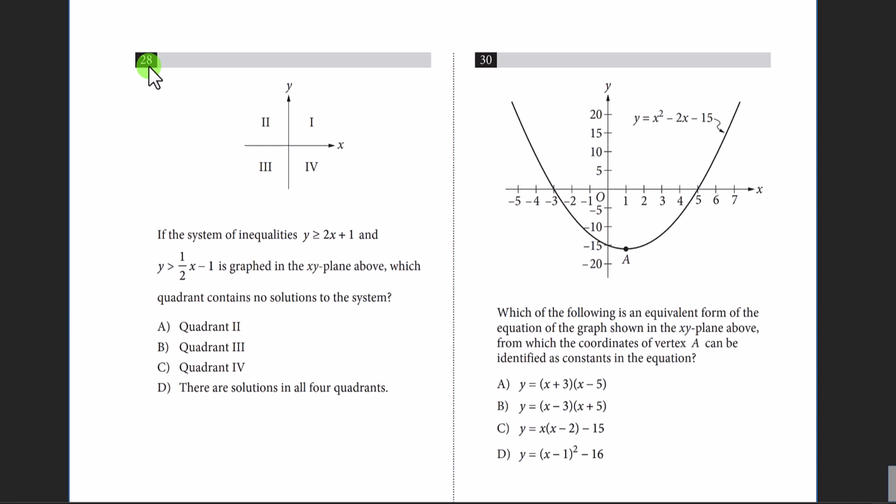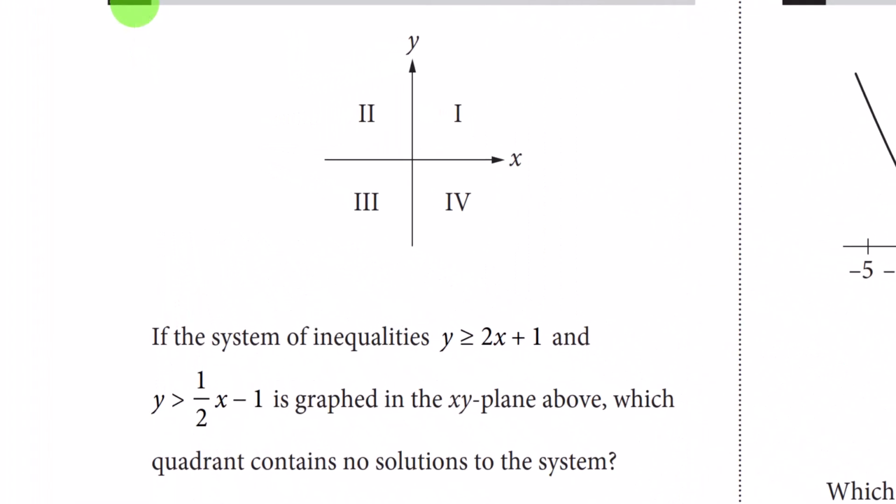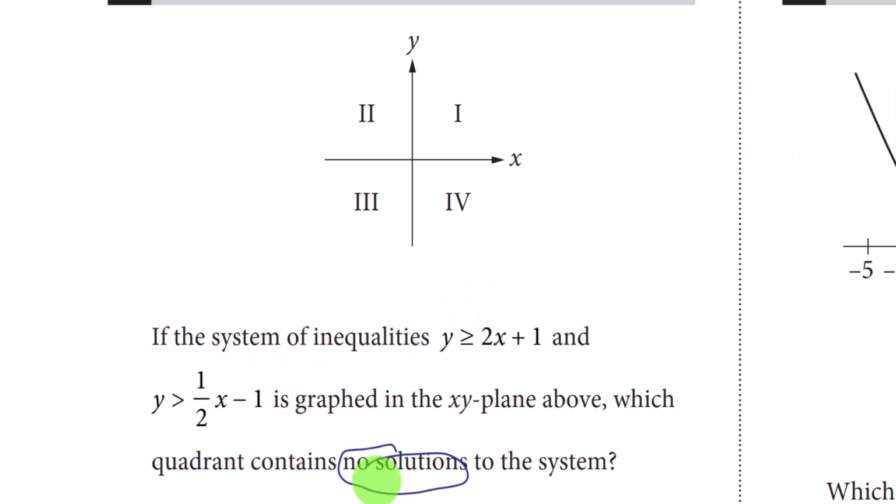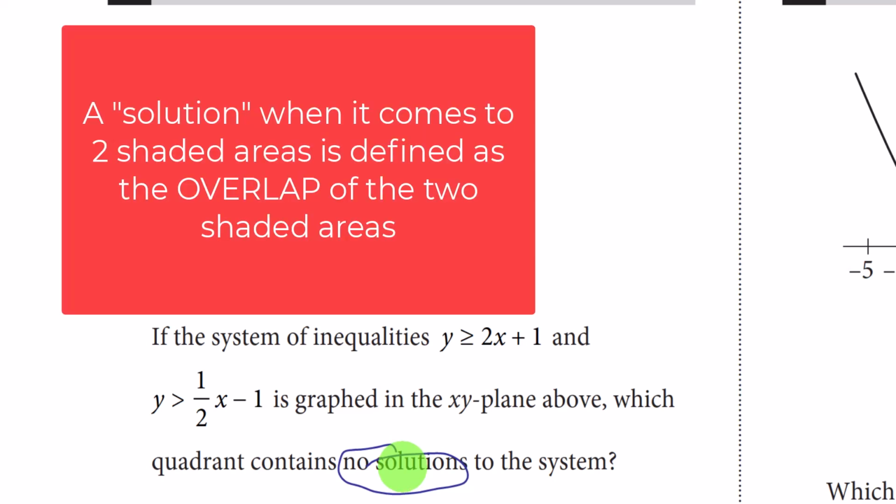Question 28. You have a system of inequalities. You've got y is greater than 2x plus 1 and y is greater than 1/2 x minus 1 graphed. Which quadrant has no solutions? Again, what does it mean to graph this out in inequality? When you graph it out, it becomes a shaded area, not just a line, but a shaded area that's either above or below that line. When it says no solutions, we're talking about no shaded areas overlapping. The solution of two shaded areas is where they overlap. So no solutions is where they don't overlap.